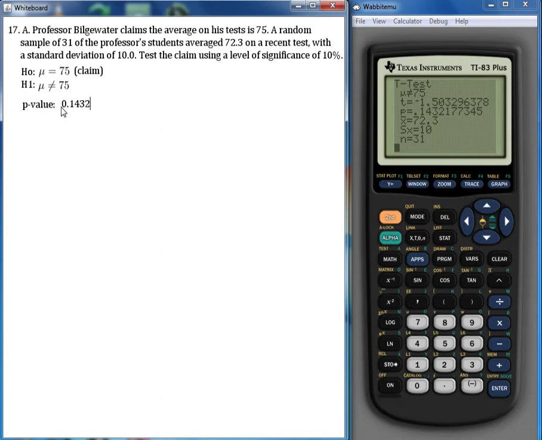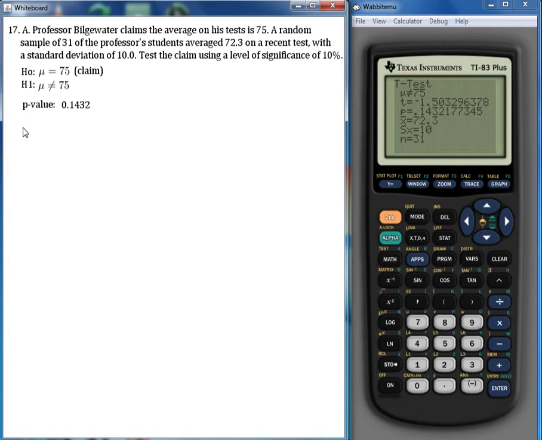0.1432. Now, if you're in a class that you need to provide both the p-value and the test statistic, the calculator goes ahead and provides that test statistic for you right here. That's the answer, negative 1.503, however many decimals your instructor asks for. But in my class, the p-value is all you need.